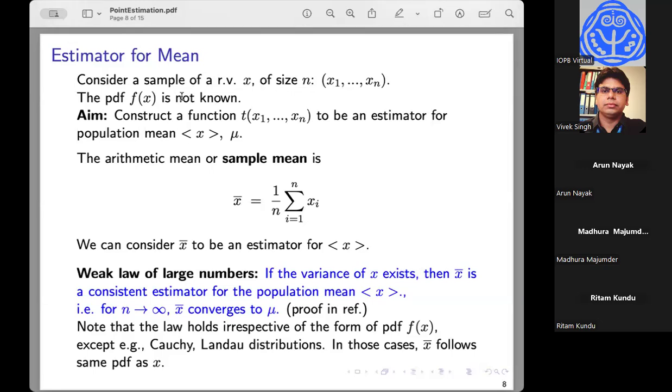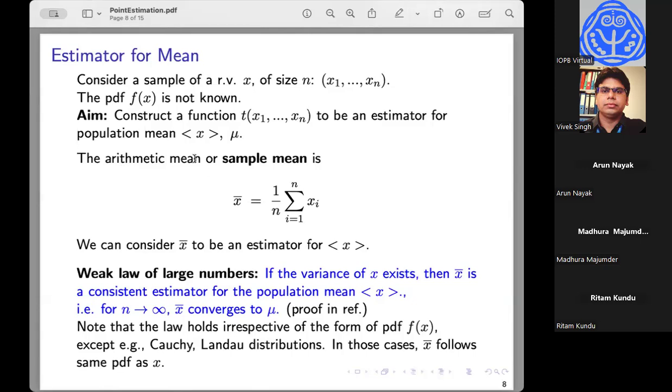But without knowing the PDF, we can still estimate using the functional form of the estimator for the mean. Now the aim is to construct a function, t, which is your statistic, to be an estimator for the population mean, which is ideally the mean. That we call the mean.